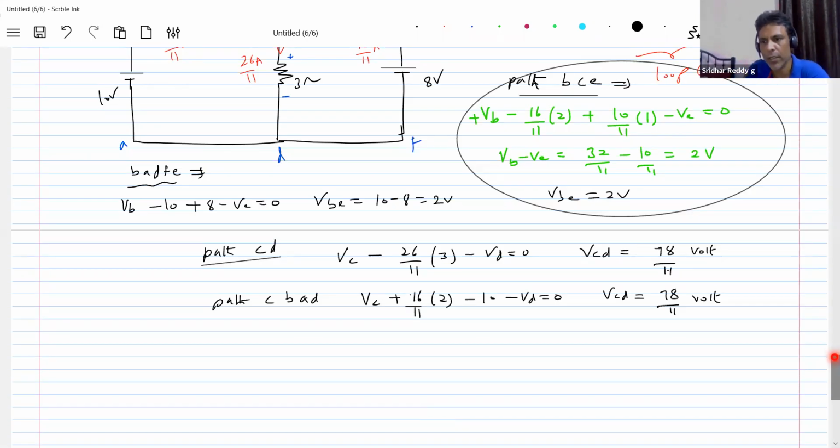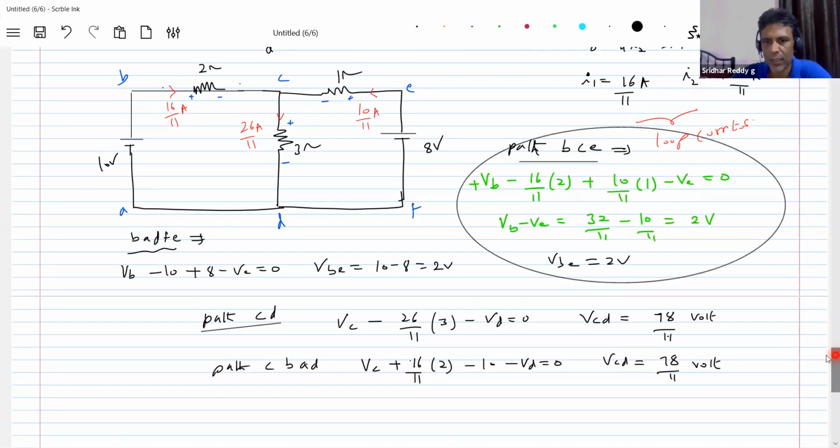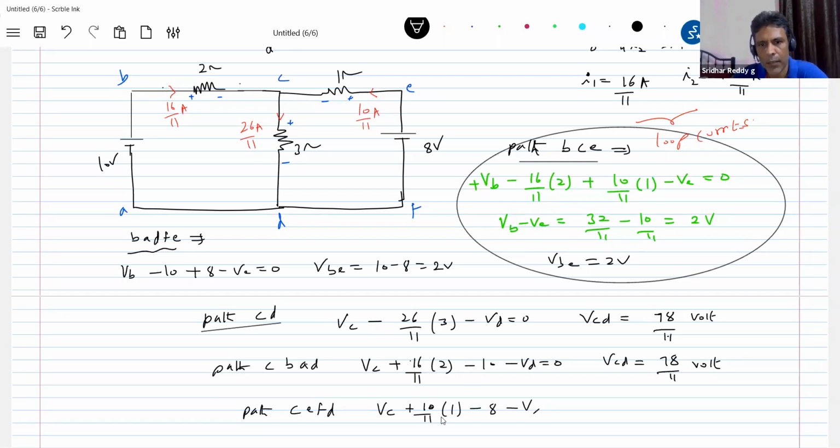Okay, this is very important. Getting potential difference is very, very important. Last one, path C, E, F, D. So this should be equal to VC plus 10 by 11 into 1 minus 8 minus VD equal 0. You'll get the same answer.